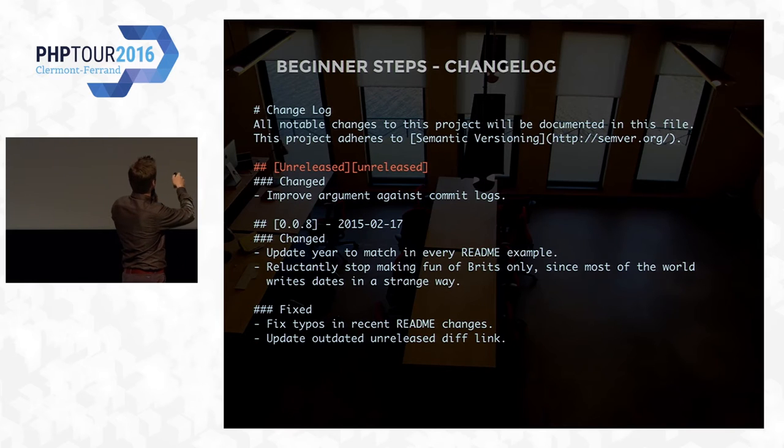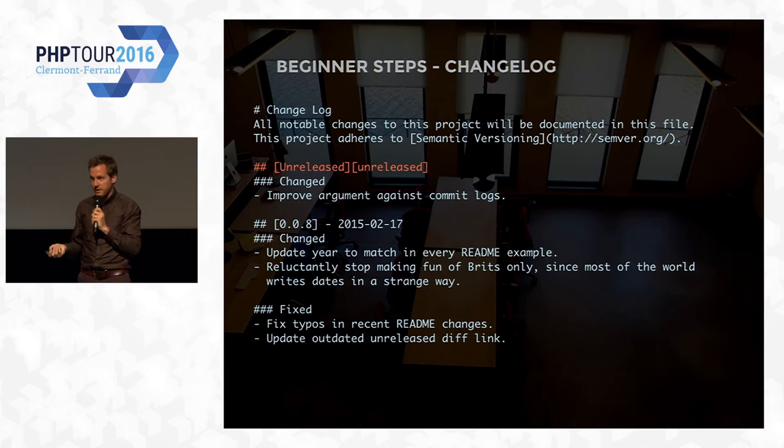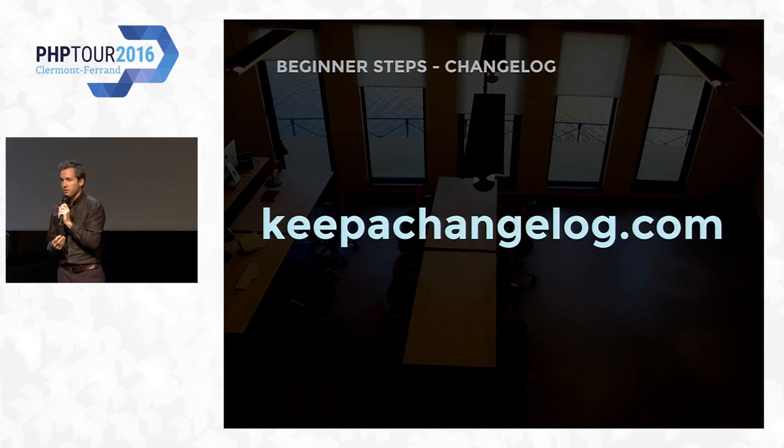At the top, you can see that there's an unreleased block. This is useful to keep track of what has changed since the latest release. So you can actually see that something has changed. And then when you tag it, you don't have to add it anymore. And then you can tag it with a new version number, and the date of the release.